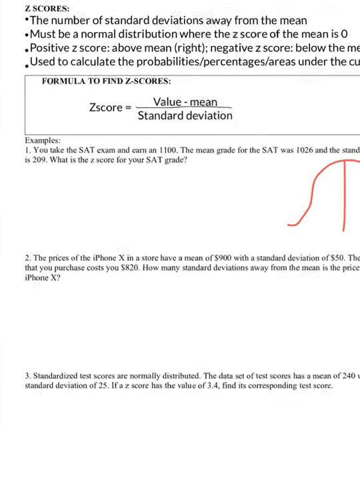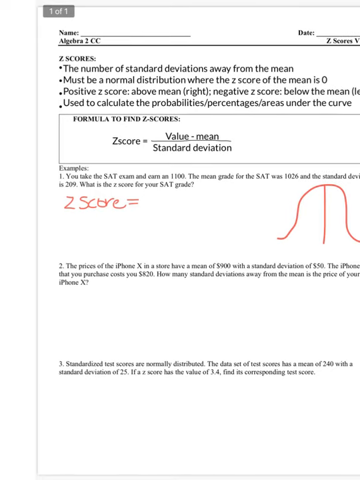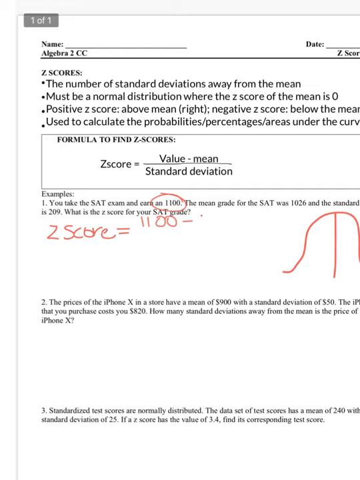So to actually figure this out, you're going to write z-score equals the value, in this case, the grade. This is what's going to change depending upon where you are on the curve. You're talking about a grade of 1100, so that's your value. So we have 1100 minus the mean, which is 1026, divided by the standard deviation, which is 209. You can type that directly into the calculator, and for your z-score, you have to write the whole thing out.